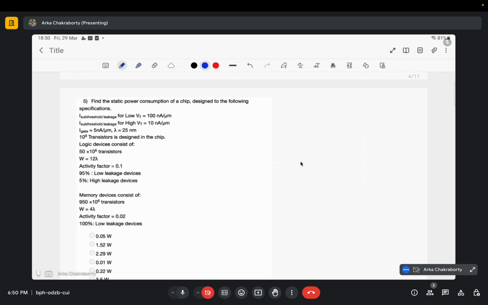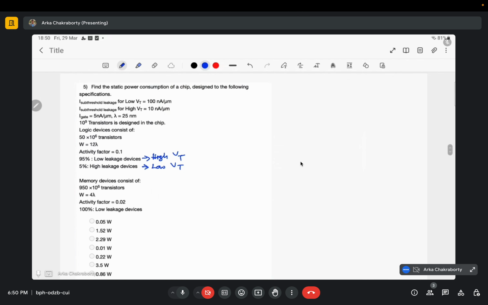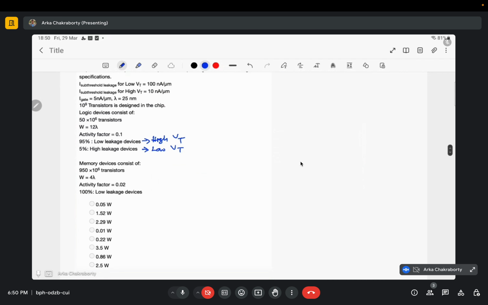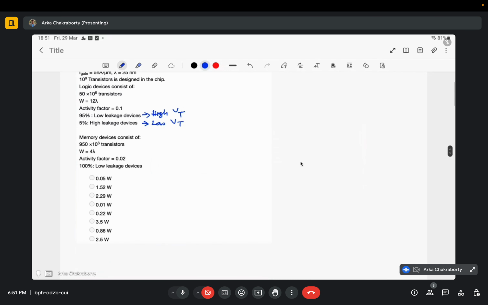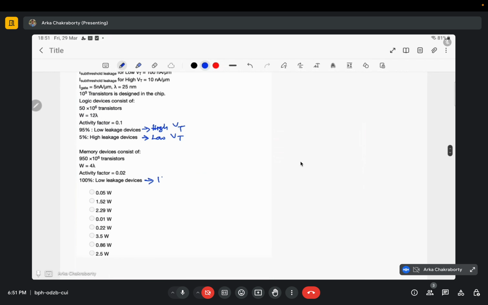Now low leakage means high VT. If VT is high, then only leakage will be low. And high leakage devices mean low VT. So I know which one to use when. Okay. Memory devices consist of 915 times 10 to the power 6 transistors. So you can see most of the devices are memory devices. Activity factor of 0.02, which is not required for static power, W of 4 lambda. And here 100% of the devices are low leakage devices. Low leakage means high VT devices.